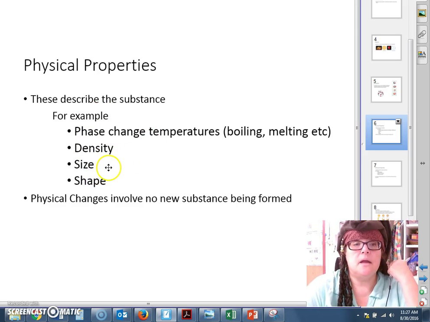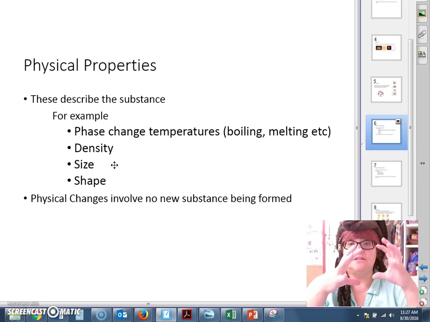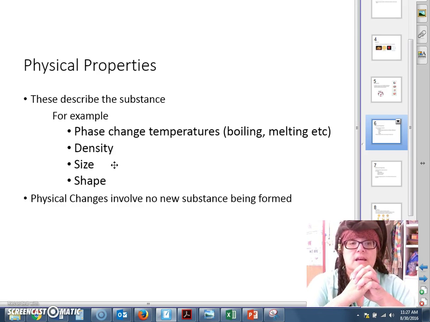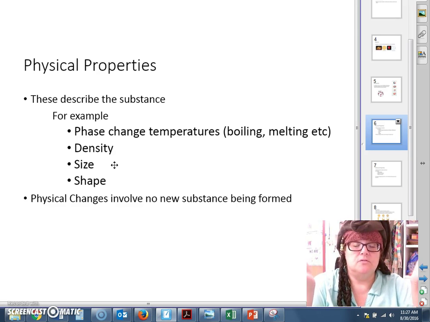Density is the amount of matter packed into a small substance. So imagine that I have a sponge and I squeeze that sponge together. It's still got the same amount of matter, but now it's taking up a lot smaller space, so therefore it is more dense. Size, of course, we understand.